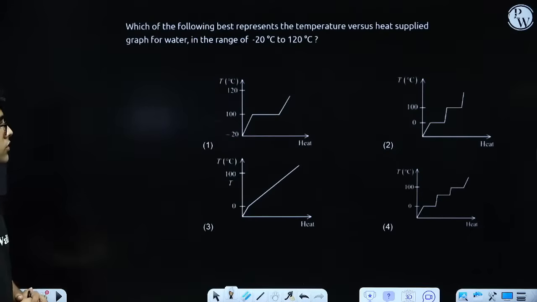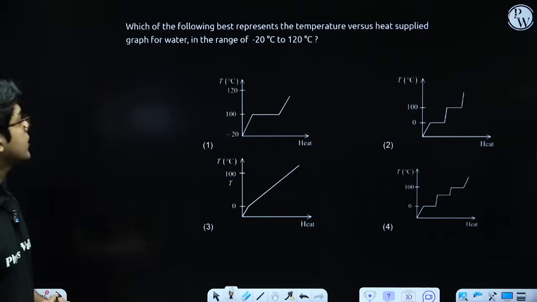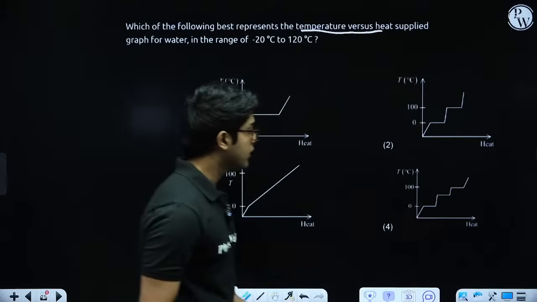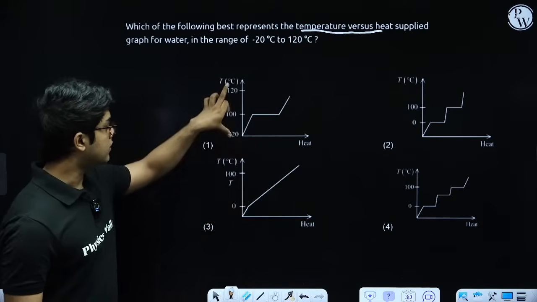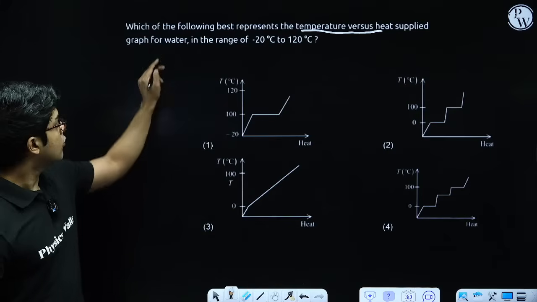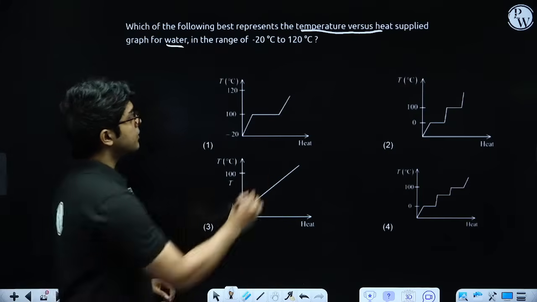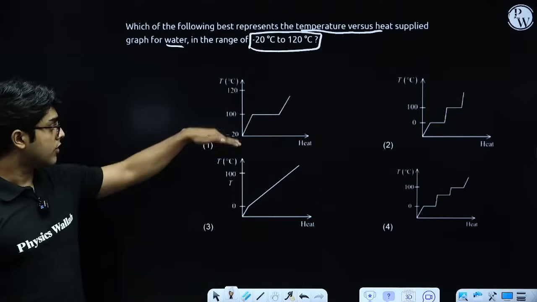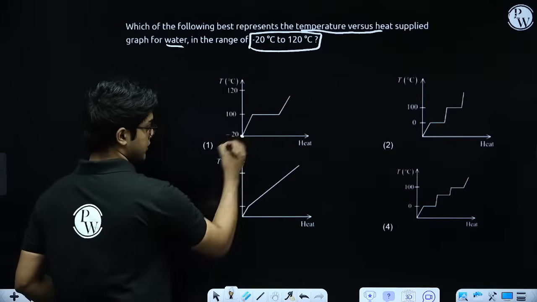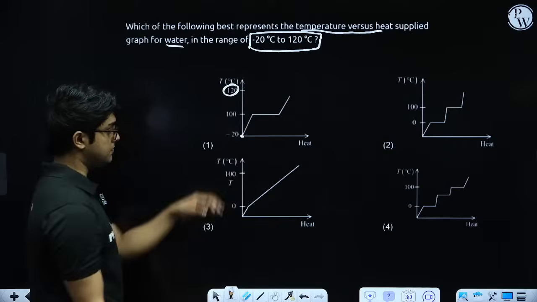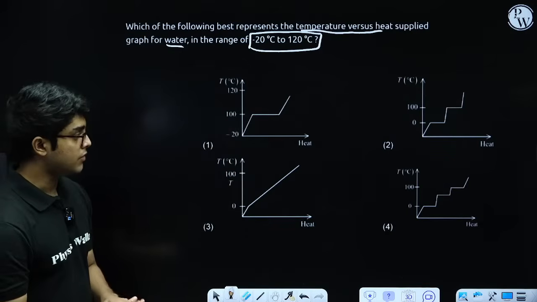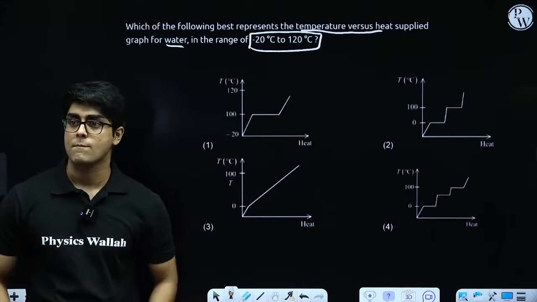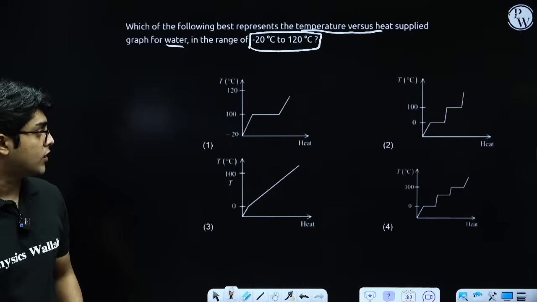Okay, so this question is from thermodynamics, or you could say calorimetry. What is given to us is temperature versus heat graphs, okay. So, we are plotting heat along the x-axis and on the y-axis we are measuring the temperature for water, okay. And the temperature range is from -20 to +120 degrees Celsius. So, on the y-axis we have plots starting from -20 and ending at 120. Then we have to say which of the graphs are correct for water. Okay, so let's solve this first.